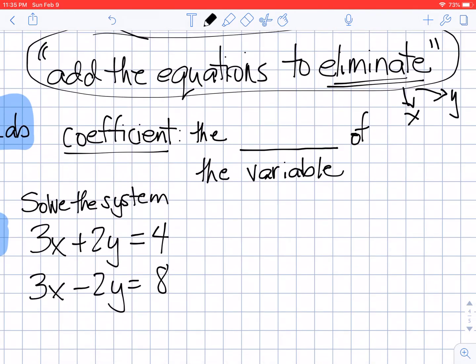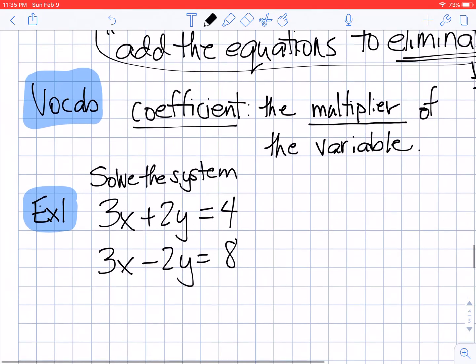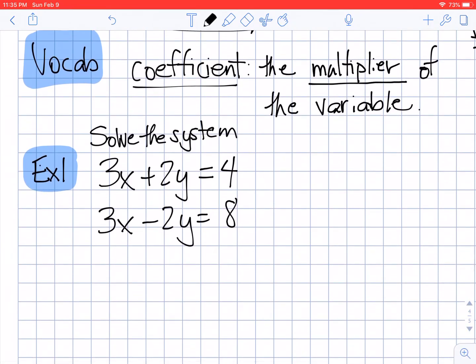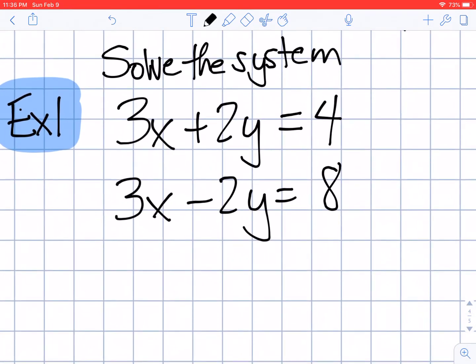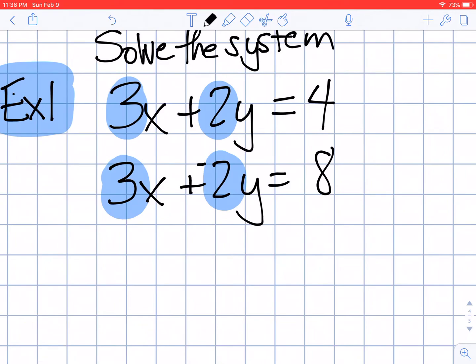All right, one new important vocab word, coefficient. Coefficient is the multiplier of the variable. Okay, we'll see this in the first example. The directions will say something like solve the system. Again, we have two equations. In this case, we see coefficients of 3, 2, negative 2, and 3. Always keep in mind that that minus sign can be treated as a negative 2.